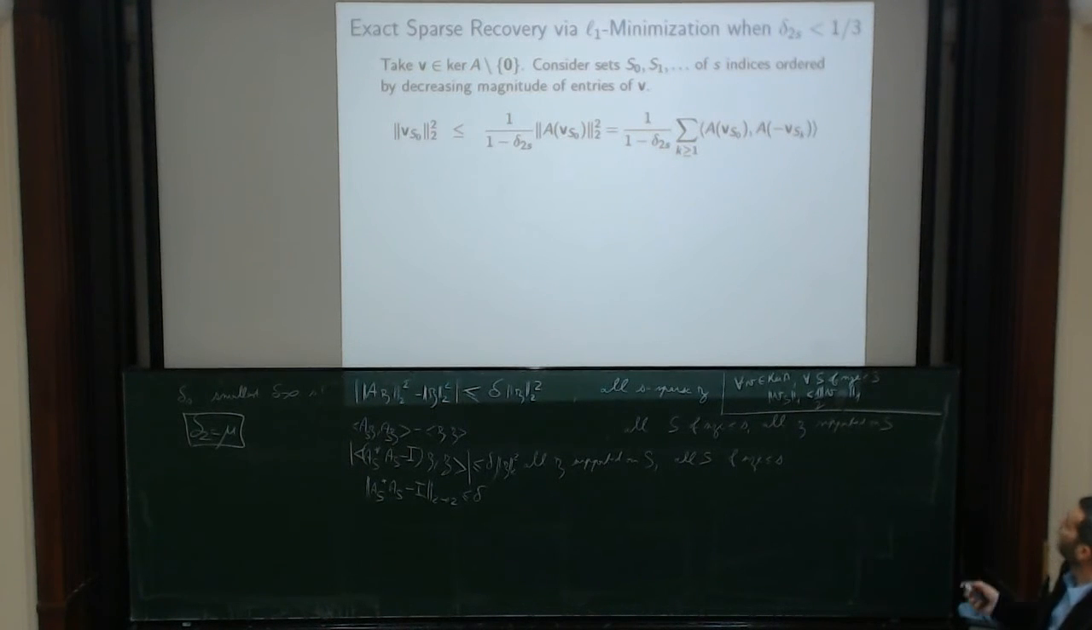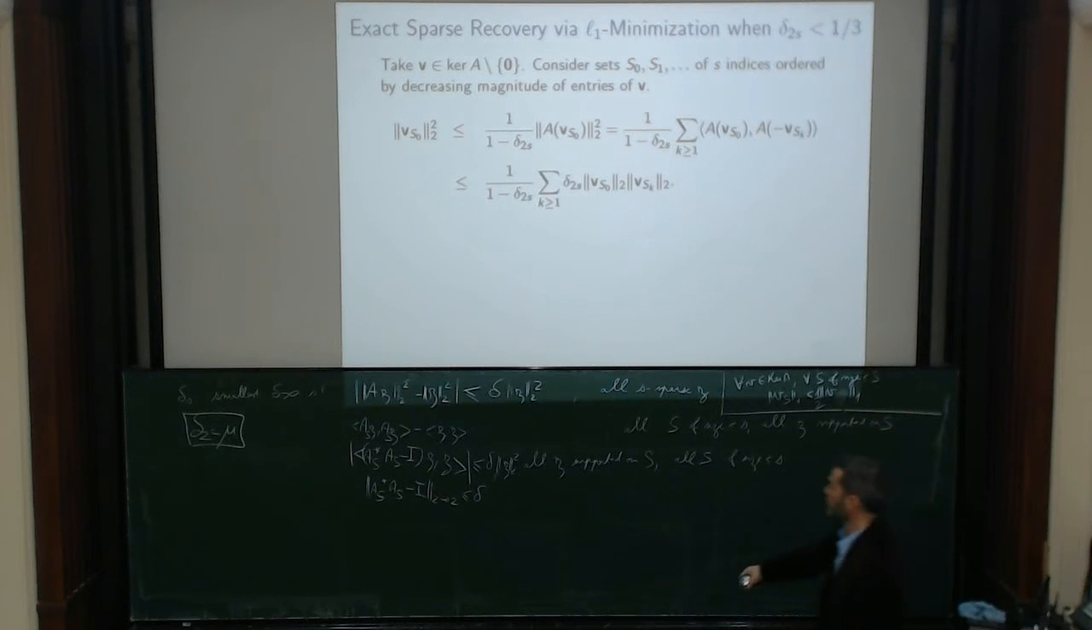Okay, now, why is this next step true? Because here I've got A star A applied to V_S0, and then inner product with negative V_SK. But V_S0 and V_SK are disjointly supported. S0 and SK don't have the same support. So I can also say A star A minus the identity. And when I use this representation of the restricted isometry constant, so Cauchy-Schwarz first, and then the operator norm of what I would get as the operator here, it will have an operator norm less than delta 2S.